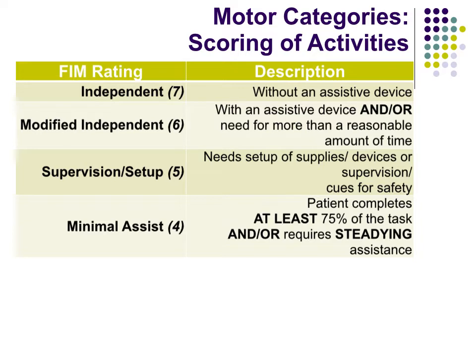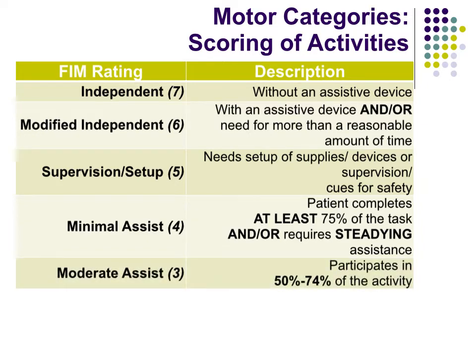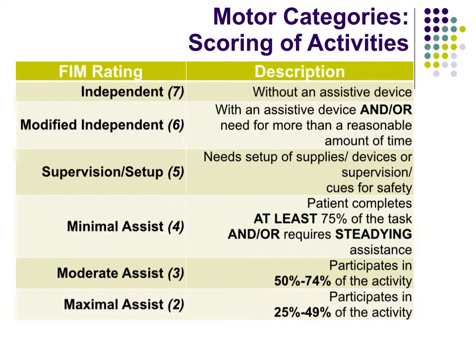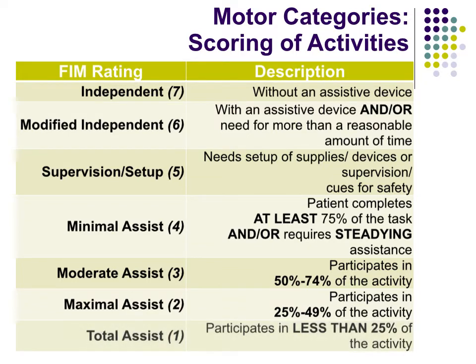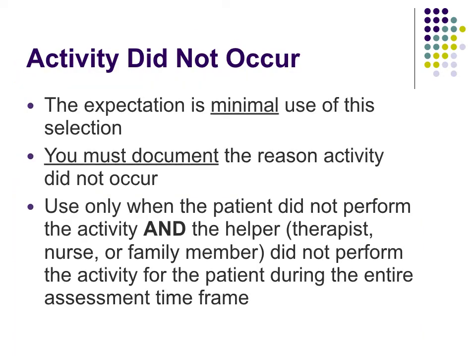Minimal assist, the patient's completing at least 75% of the task or requires steadying assistance from the helper. Moderate assistance means that the patient's participating in 50 to 74% of the activity. Maximal assist means the patient is participating in about 25 to 49% of the activity, and then a total assist means the patient's participating in less than 25% of the activity, or 2 helpers are involved to safely complete the activity. One other area I'm going to look at is the activity did not occur, which would be a 0.